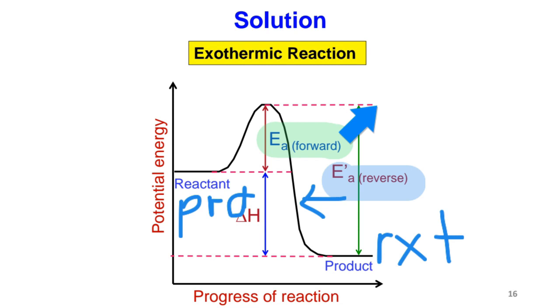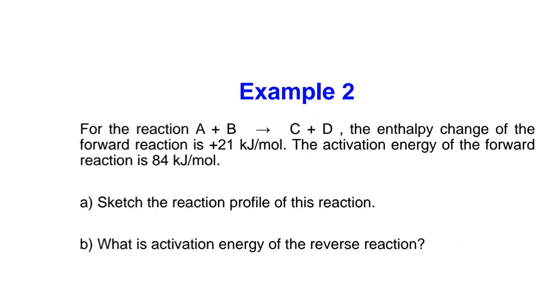The heat of the reaction is the difference between the enthalpy of product and the enthalpy of reactant. Next question. For the reaction A and B produce C and D, the enthalpy change of the forward reaction is positive 21 kJ per mole. The activation energy of the forward reaction is 84 kJ per mole.